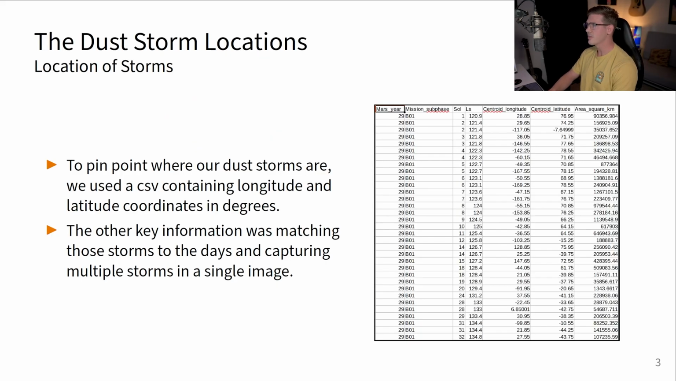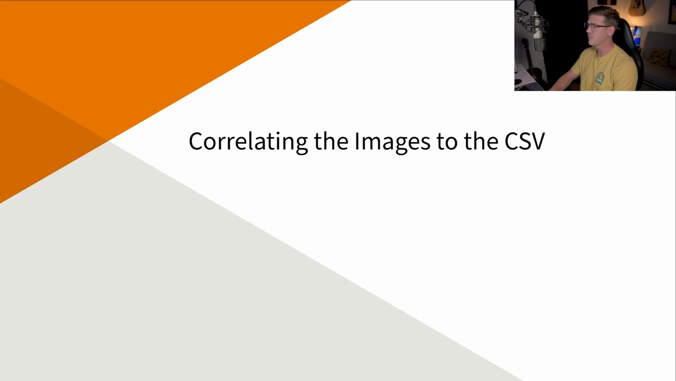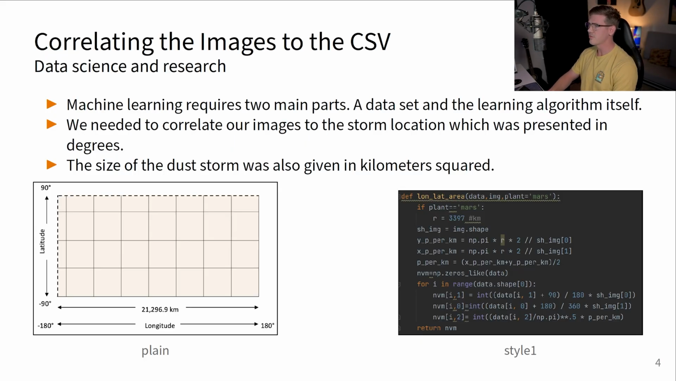So we found a CSV along with Mars equator photos. In that CSV were provided centroid longitude and latitude, which is the center of the dust storm, as well as the area squared in kilometers, as well as the day, month, and year. Some of the information that we had to sift through was the solar day and also LS, the LS location, which is the position of Mars in relation to the sun and just how the sun is hitting the planet. In correlating that image to the CSV.